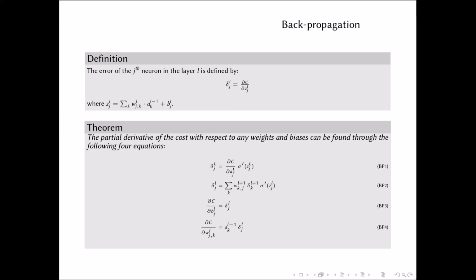And equation 3 just tells us the gradient of the biases is just the error in that layer. And the gradient of the weights is just the error times the activation in the previous layer. So instead of computing many partial derivatives, for the equations here we just need to compute the partial derivative of the cost function with respect to the output layer and the sigma prime. And the rest of the computation is just multiplication and summation. These 4 equations really help us to find the gradient quickly. Now we just need to prove these 4 equations to show that it really works.